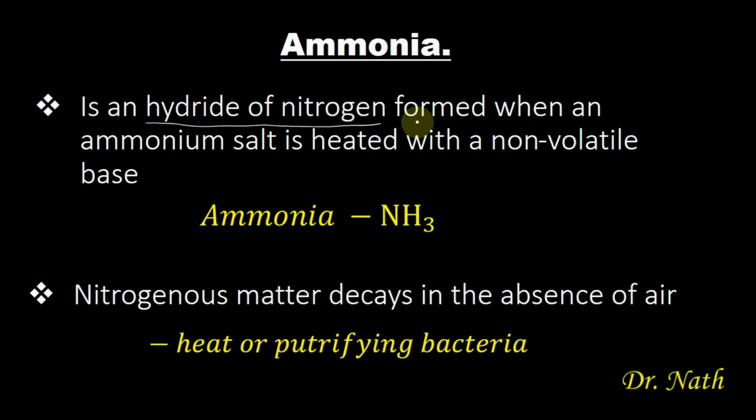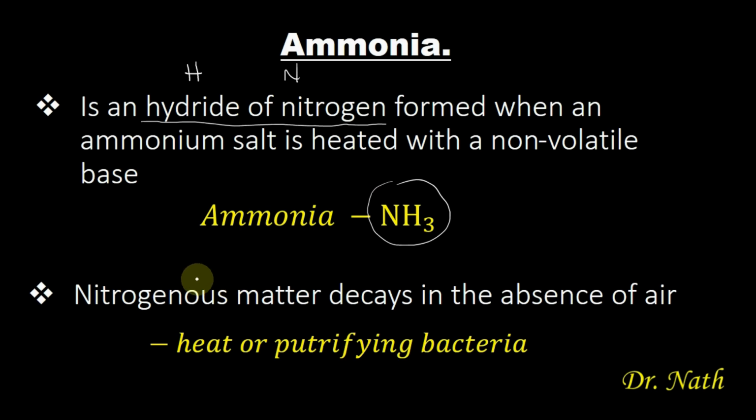And how is it formed? It is formed when an ammonium salt is heated with a non-volatile base. This non-volatile base is usually a strong alkali. So this is the chemical formula of ammonia, NH3. Chemically, there are 3 atoms of hydrogen and 1 atom of nitrogen in ammonia. So this is the chemical formula of ammonia.